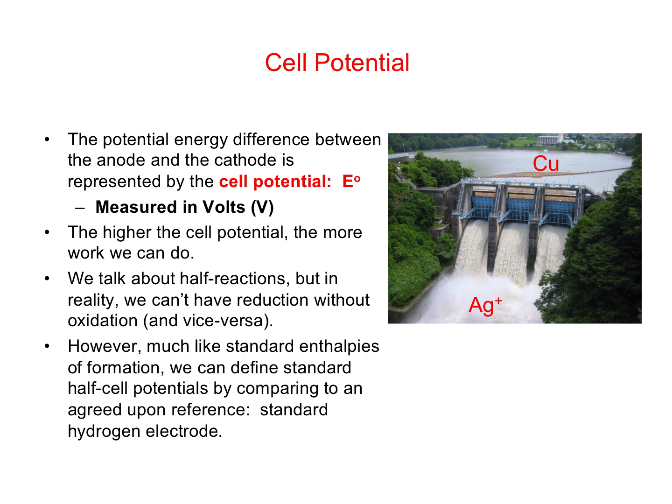Now, we talk about half reactions, but in reality, we really can't have half a reaction. We can't have reduction without oxidation and vice versa. But it's convenient to think about redox reactions in this way. And much like we did with standard enthalpies of formation and standard free energies of formation, we define a standard half reaction that we measure everything else with respect to. That standard half reaction is called the standard hydrogen electrode.